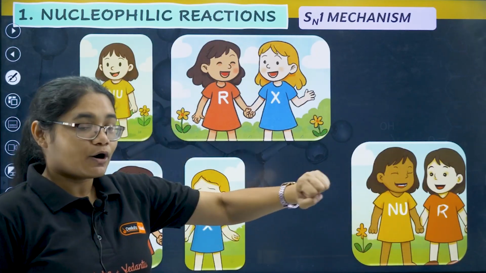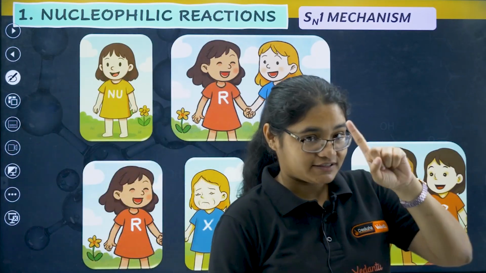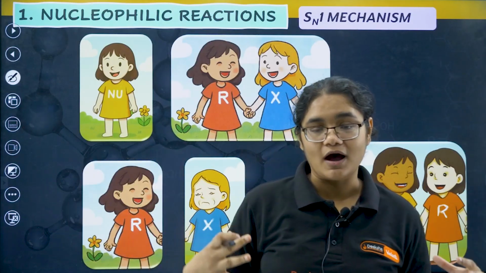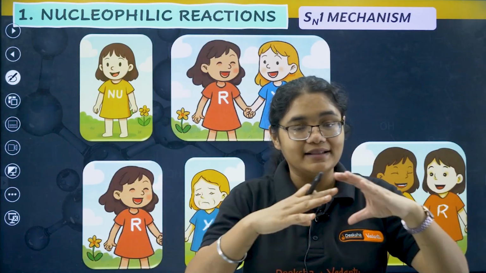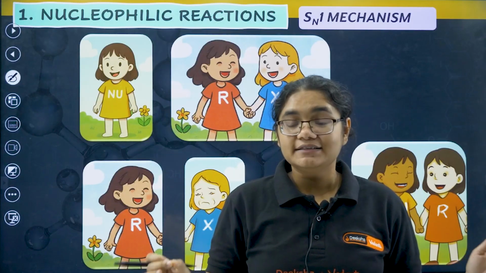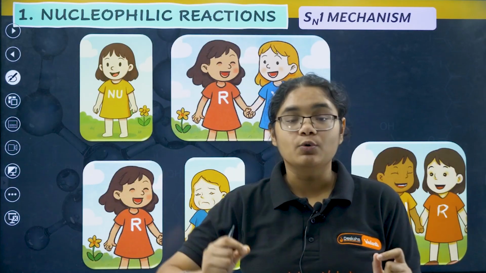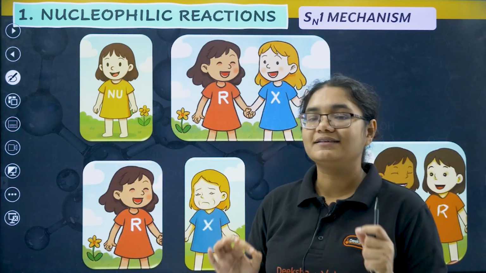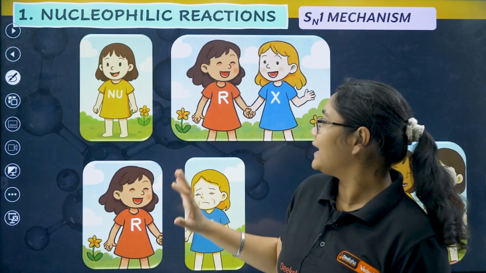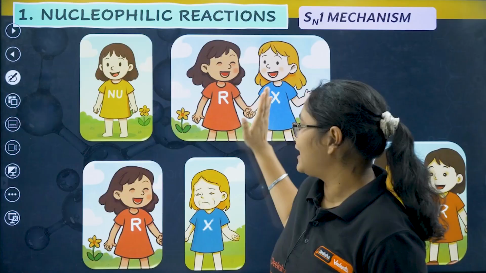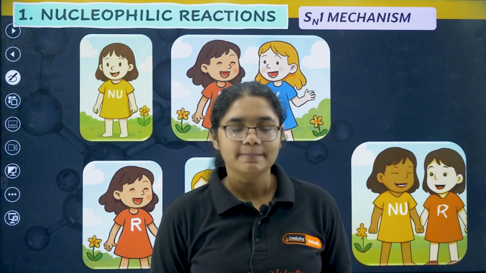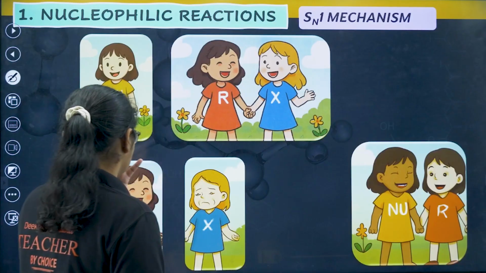So what you understand here is that in the first case, Nu, R and X were friends together for some time, meaning there was a transition state where X and Nu both are attached to R. But here that situation does not arise. Immediately when the nucleophile arrives, the R and X friendship breaks and the R and Nu friendship is formed. That is the SN1 reaction.